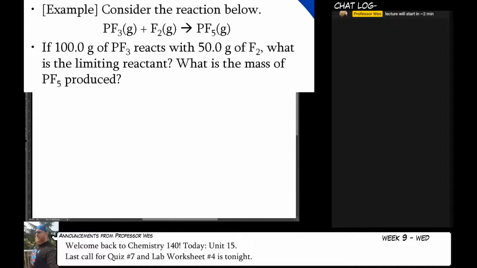All right, so same process since we're going from mass to mass. We're going to do grams of starting reactant. We'll turn that into moles of starting reactant, which will then turn into moles of the target product, which is PF5. And then we'll turn it into grams of PF5. Oops, you can't see half of that. Sorry. There you go. So same thing, 100 grams, PF3, 50 grams, F2.